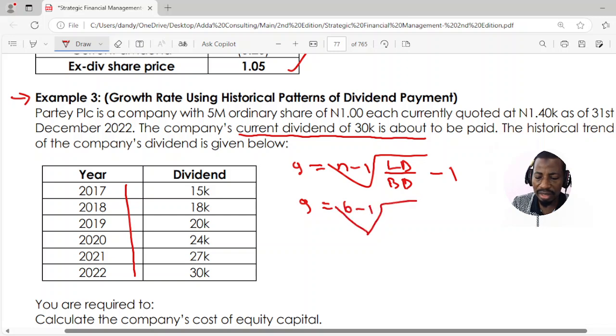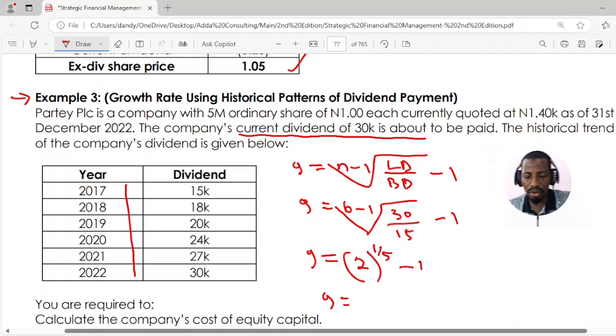Latest dividend, the current year dividend is 30 kobo. Dividend paid in the first year is 15 kobo, all minus 1. So mathematically, my growth rate will be 30 divided by 15, that's 2. Then raised to power 6 minus 1 is 5, raised to power 1 over 5, all minus 1.